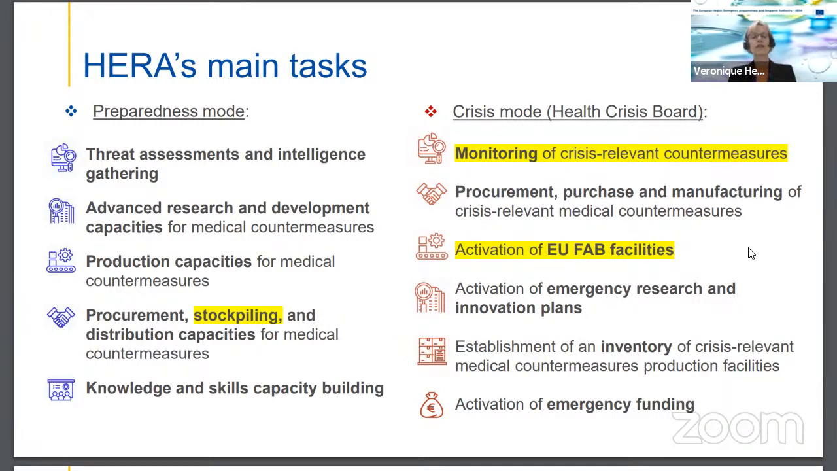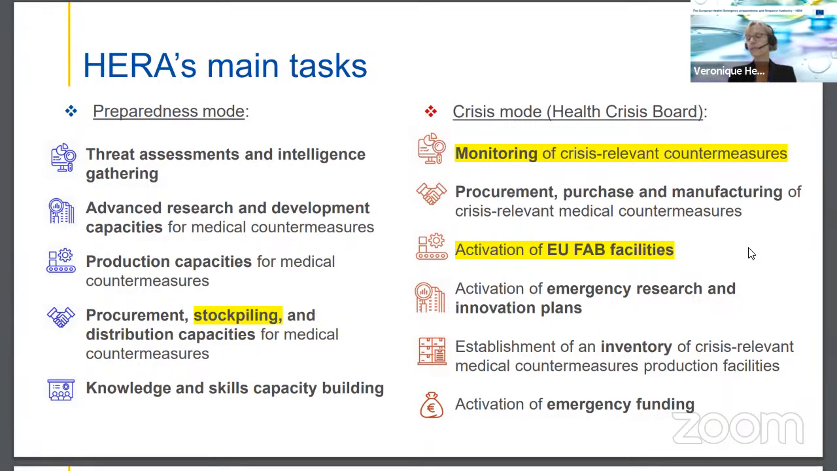So you see in preparedness mode, we have this stockpiling activity, which I will describe a little later. And in crisis mode and also in preparedness mode, we have the monitoring of relevant medical countermeasures.